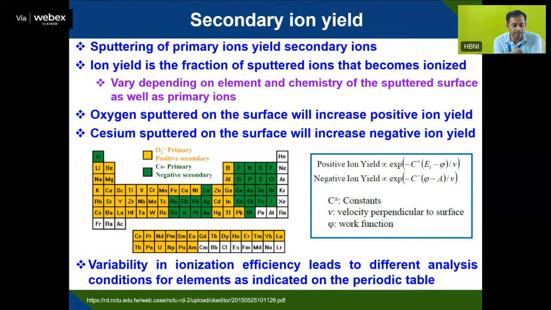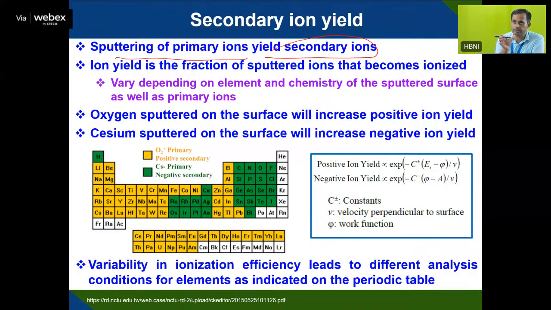Now the secondary ion yield. Because of the sputtering by the primary ion, we get secondary ions, and the ion yield is the fraction of the sputtered particles that becomes ionized. Whatever fraction of the sample surface gets ionized because of the sputtering, that is the secondary ion. It mainly depends on the element, the chemistry of the sputtered surface, as well as the primary ion.